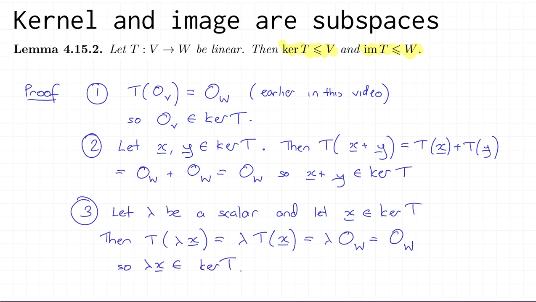Okay, we've proved the kernel contains the 0 vector, we've proved it's closed under addition, and we've proved it's closed under scalar multiplication, therefore the kernel is a subspace. You should have a go at proving the image is a subspace yourself. If you want to check your answer, you can find it written up carefully in the lecture notes for this section.